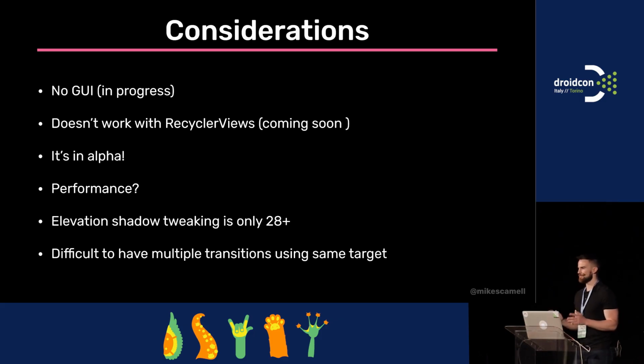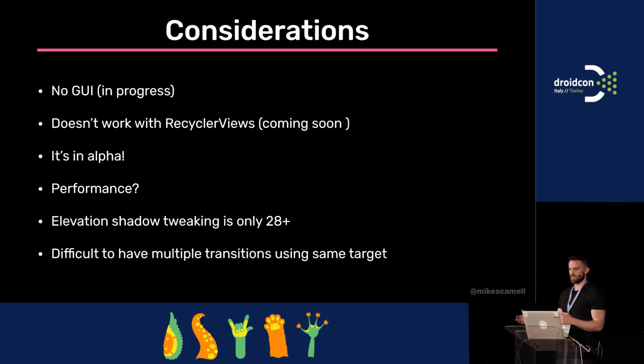Okay, it's not really a motion layout thing, but I wanted to just mention that the things I was doing with the shadows fading, that's only available in API 28, because that's when the ability to change them was added. So that's just something else: you're not going to be able to change that elevation shadow on older versions.